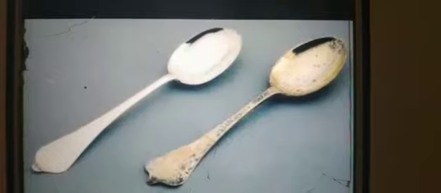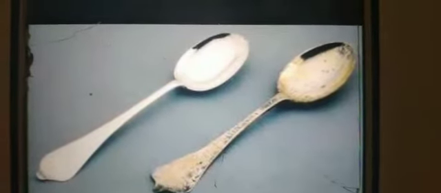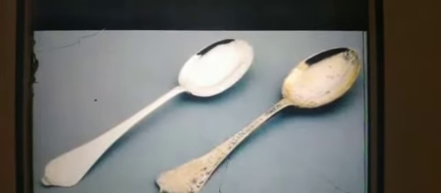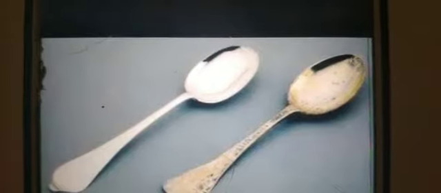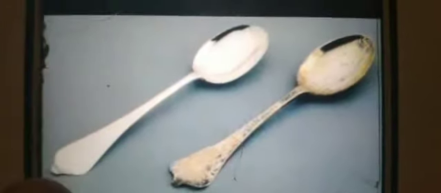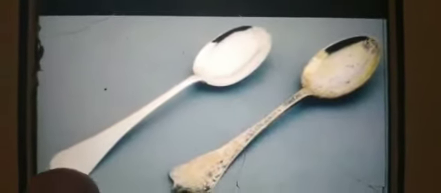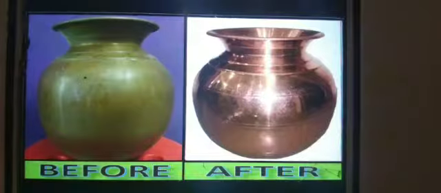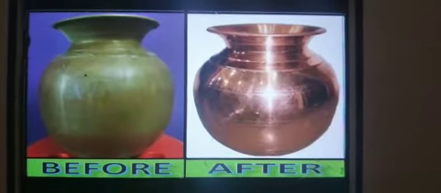Silver articles become black after some time when exposed to air. This is because it reacts with sulfur in the air to form a coating of silver sulfide. You can see in the picture. This is the silver when you bought it, and this is after exposure to air. You know very well about this.